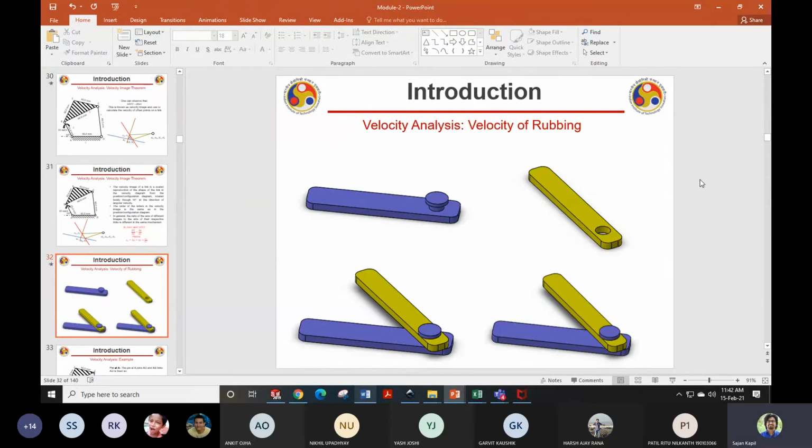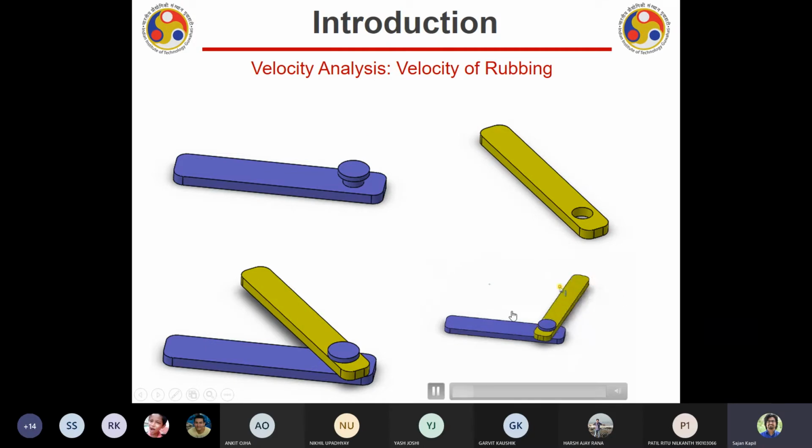Now we shall discuss the velocity of rubbing. What is velocity of rubbing? You see that all the time, there is one link which is moving over another through the hinge points. Correct. So it is basically rubbing over here. Okay. And it is a very important phenomenon to be calculated. It depends on the relative velocity between these two.